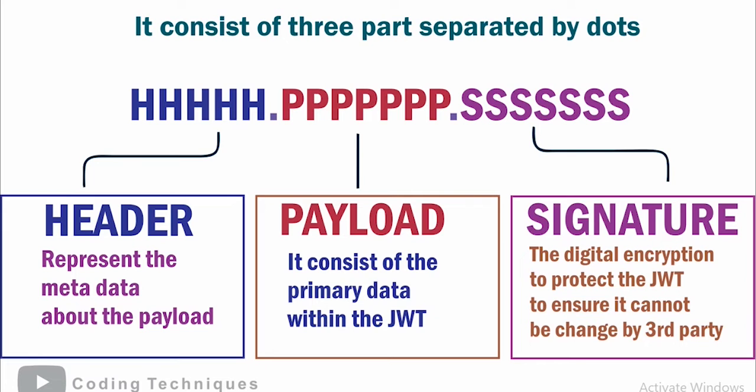So the signature, this is the digital encryption to protect the JWT, to ensure that it cannot be changed by the third party. JWT is a very secured way of transmitting information across the web. So let's look at how we deal with the JWT for Java.